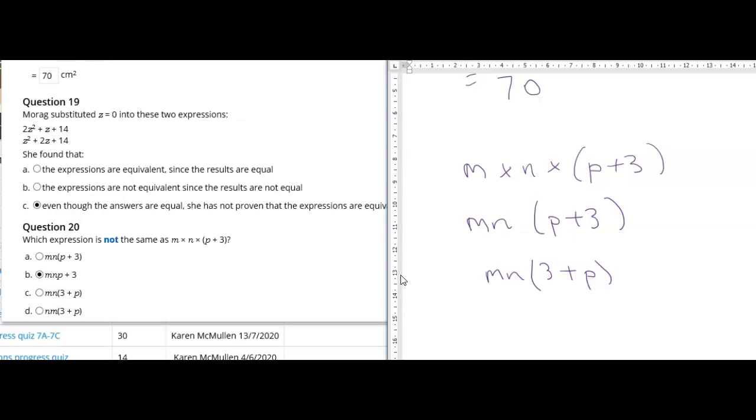And then D, just switch the n and the m, whereas in question B, it looks like they've tried to do an expansion, so expanding the brackets, but didn't apply that mn to 3, so it's not the same.